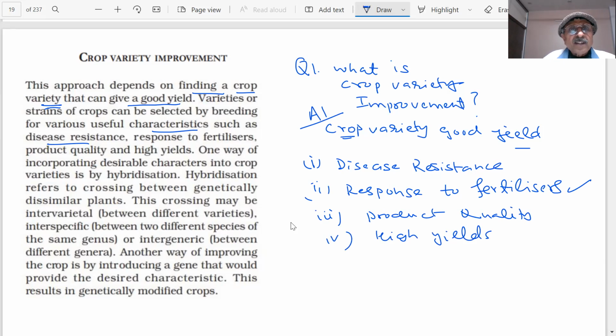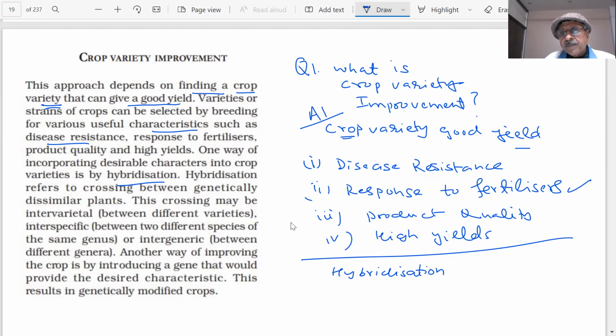One way of incorporating desirable character into a crop variety is by hybridization. You have heard about hybridization, students? What do you mean by hybridization? Hybrid, you mix and produce genetically different plants. Hybridization refers to crossing between genetically dissimilar plants. The crossing may be intervarietal, between different varieties, or interspecific, between two different species of the same genus, or intergeneric, between different genera.